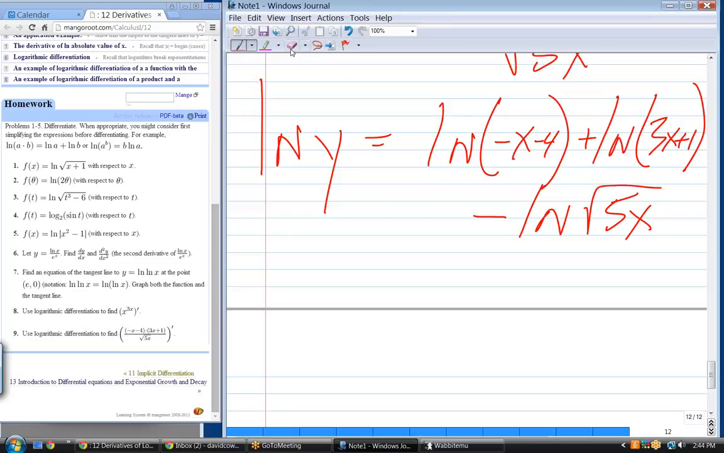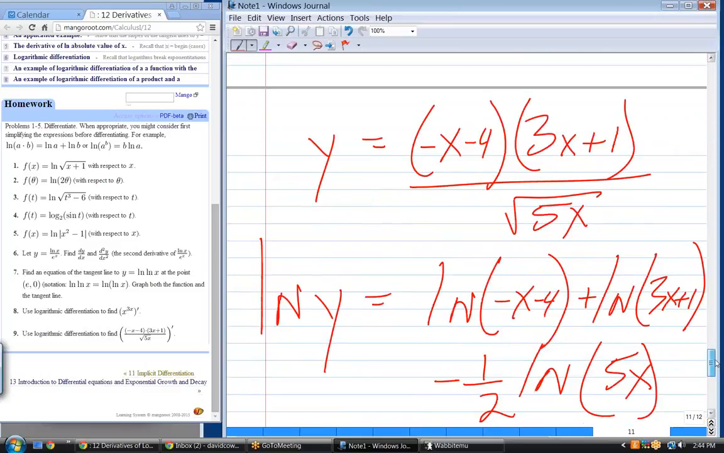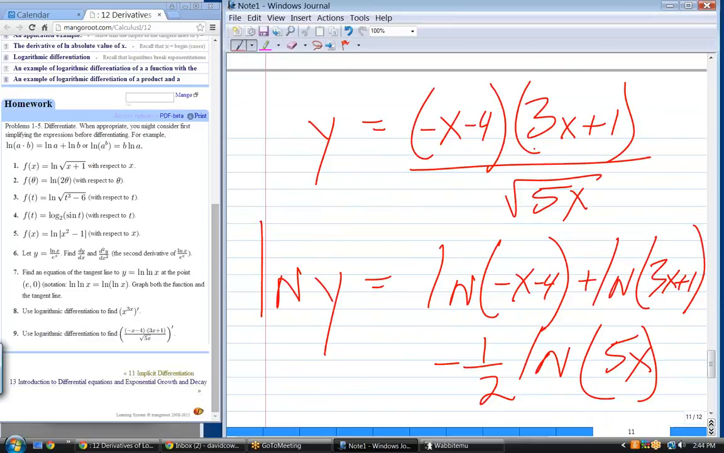This bottom part here I can write a little bit better. In other words, that's the same as 5x to the 1/2. And now I can take that exponent and stick it in front. So I get minus 1/2 natural log of 5x. Now that I have everything in natural log, I can start differentiating. It's going to be really easy to differentiate this, much easier than it would have been to differentiate the top row here.